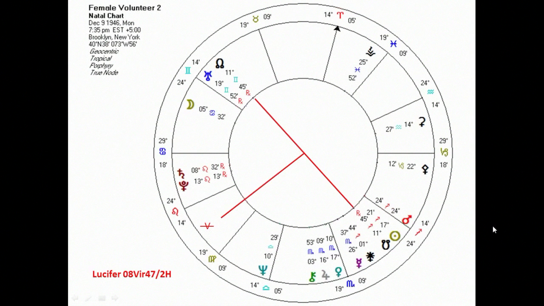So when we're working in general with that archetype of Lucifer and Virgo, think of the distortions of Virgo. Self-doubt, inner, outer criticism.